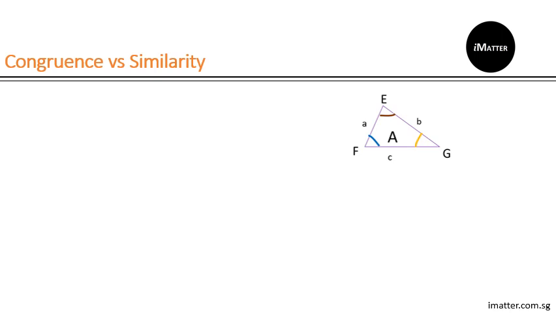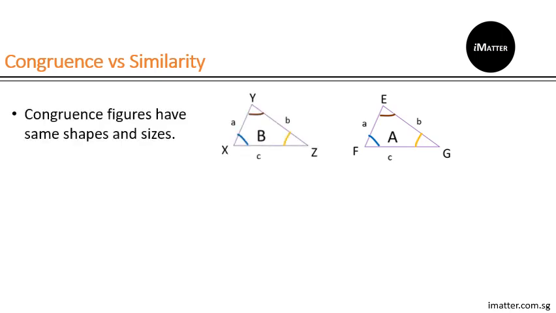Distinguishing congruency versus similarity is the very first step. Congruent figures have a unique property of having the same shape and size. This simply means that figure A must be able to overlap figure B. I would like to explain a bit about the letters and the angles.